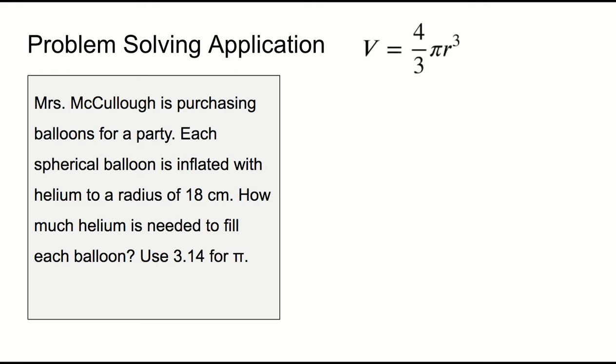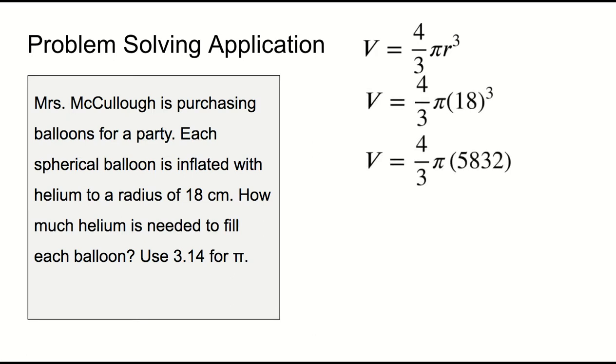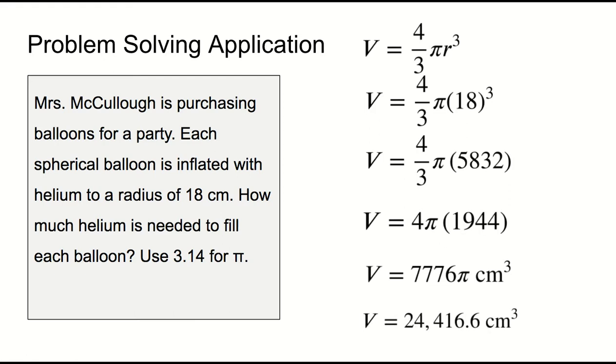So we have that the volume of a sphere is 4/3 pi r cubed. We are given that the radius is 18. I can cube 18 with a calculator. I can take 1/3 of 5,832, and now I can multiply 4 times 1944, and I get 7776 pi cubic centimeters, but it said to use 3.14 for pi, so my final answer is going to be 24,416.6 cubic centimeters.